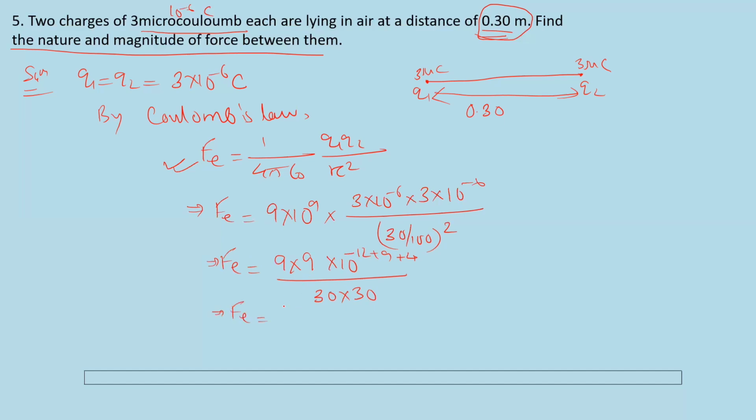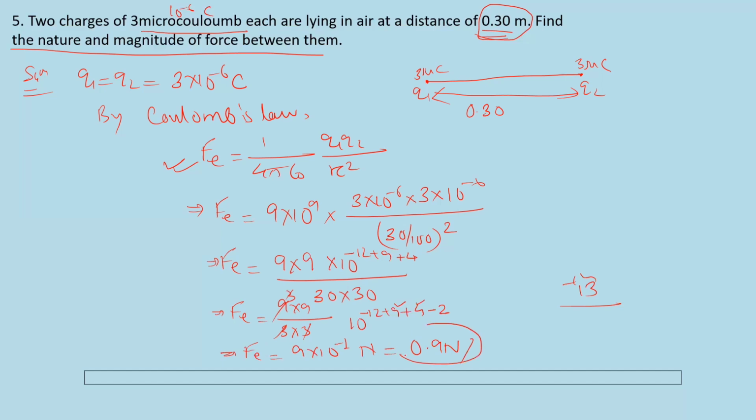So Fe is equal to 9 into 9, I'm keeping as it is. This I'm writing as 3 into 3, into 10 square, which goes to the numerator. So it is minus 12 plus 9 plus 4, and this will go to the numerator, so minus 2. Clear? 9 plus 4 is 13, and minus 12 minus 2 is minus 14. This gives us 10 to the power minus 1, and 3 3s are 9. So you will get Fe equal to 9 into 10 to the power minus 1 Newton, which can be written as 0.9 Newton.